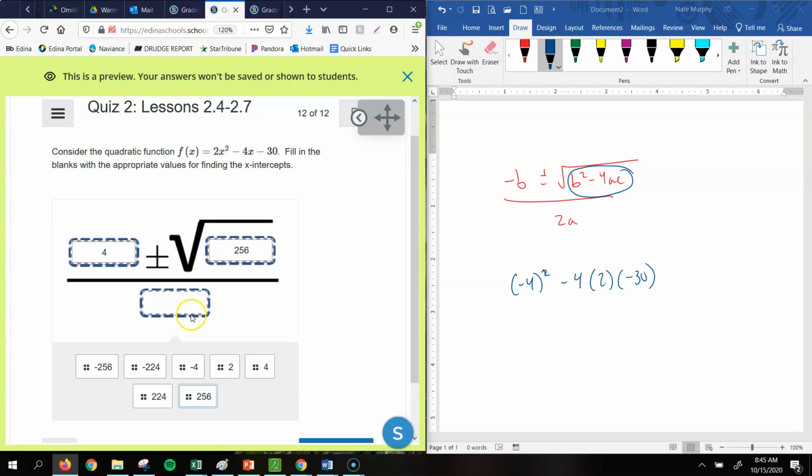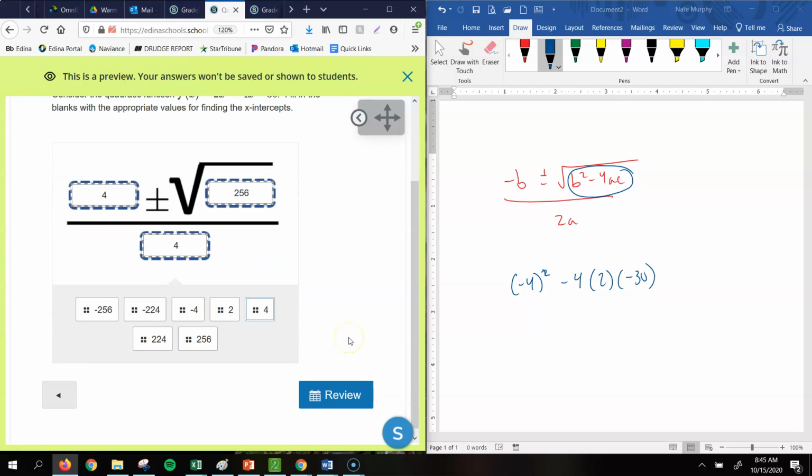And then lastly, we're going to divide by 2a. A is 2, and so we're going to use 4 again down here. So that would be your answer for this last problem.